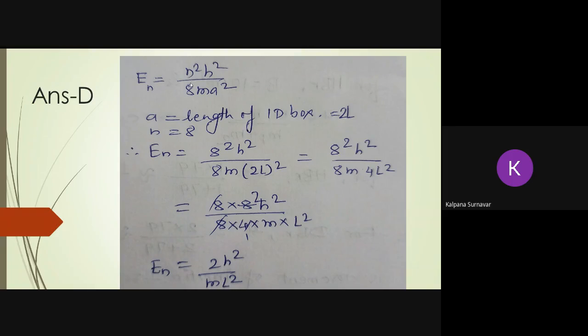Now we have the value of the number of energy levels. Don't put the value of h in the equation. Put just the values of a here and n here. So En is equal to n square h square. Just put 8 instead of n. h square divided by 8m in a bracket 2L bracket square.